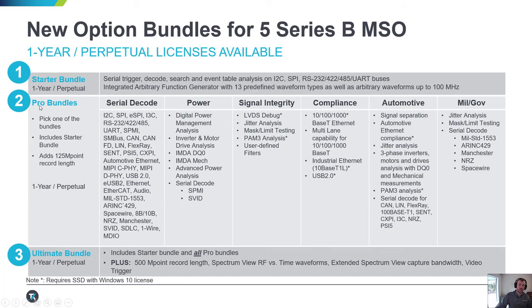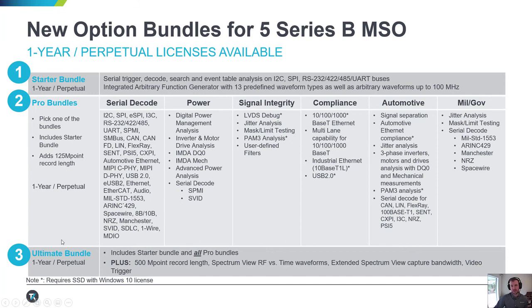These pro bundles really focus in on some of those applications we talked about. Serial decode. This is one piece of software that unlocks all of the serial decoders that we have created. Power. All of the power solutions that we've launched. So you'd see the wide bandgap double pulse test get added to this once we launch it. Signal integrity, compliance, automotive, MilGov, and all of these pro bundles, whichever one you select, also come with everything that was in the starter bundle, the AFG, some of the decoding, and double your record length, 250 million points.